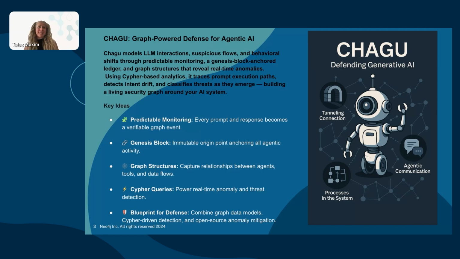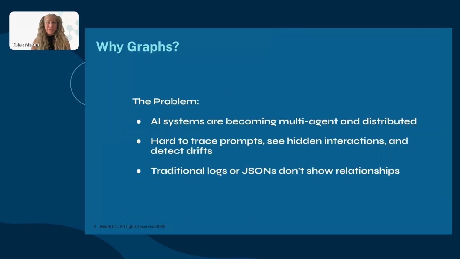Basically, the key ideas in Chagu are predictable monitoring and Genesis block usage, which is immutable, so we can trace the transaction and really follow through what's happening. It's a graph structure, it's Cypher queries, and it's a blueprint of defense. From the moment the tool is connected to our system, we can track what's going on with our agentic frameworks. I also want to discuss why we're using graphs and what the initial problem is.